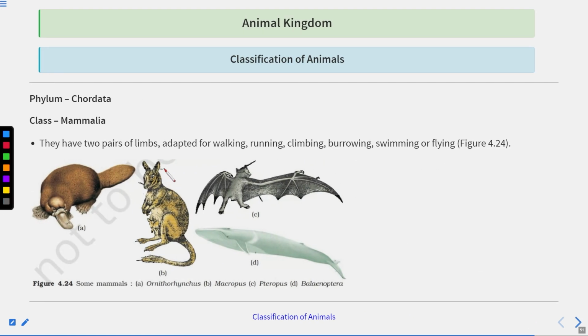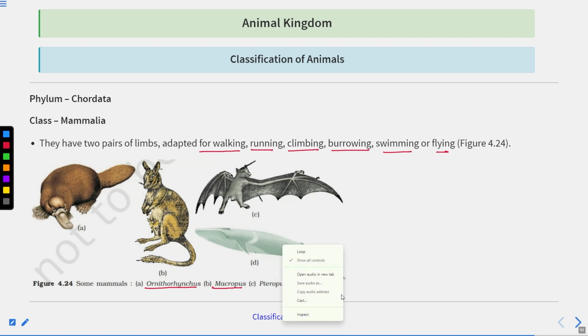They have two pairs of limbs adapted for walking, running, climbing, burrowing, swimming, and flying. So here we can see some examples: Ornithorhynchus, Macropus, Pteropus, and that is Balaenoptera. Okay, blue whale.